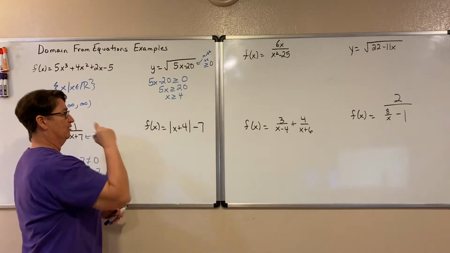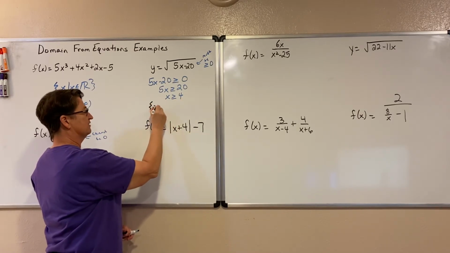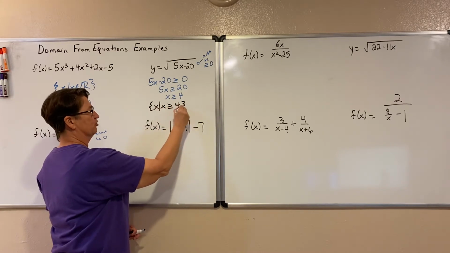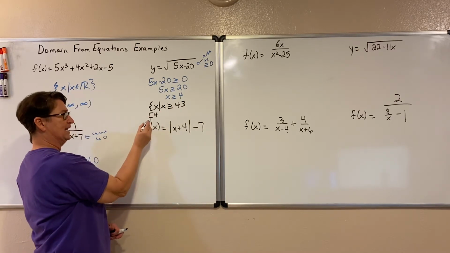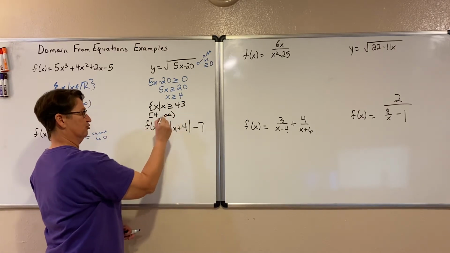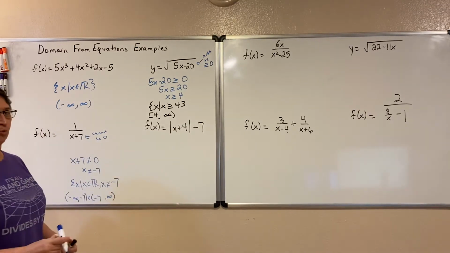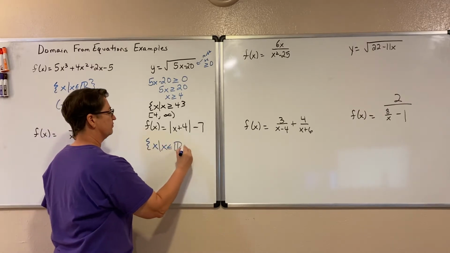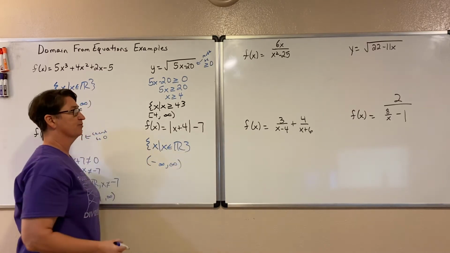So to write my domain, my x values must be greater than or equal to 4. To write it in set builder notation, I say that x has to be greater than or equal to 4. In interval notation, the smallest number it can be is 4, and it is included. That equal sign tells me it is included, and it has to be bigger, so it goes all the way to infinity. Here, this is an absolute value function. That's not one of the ones with the restriction, so therefore my domain is all real numbers. For all of my absolute value functions, my domain is all real numbers.